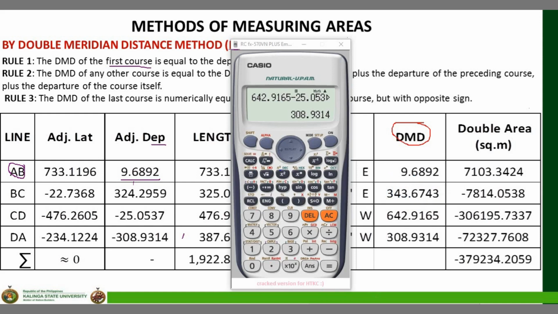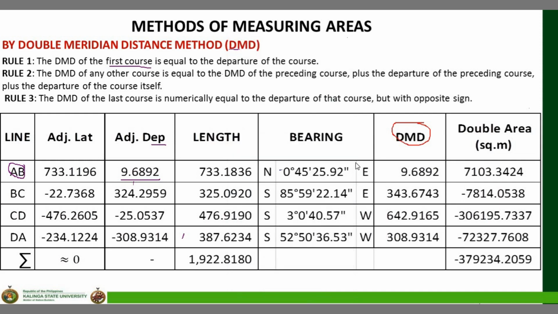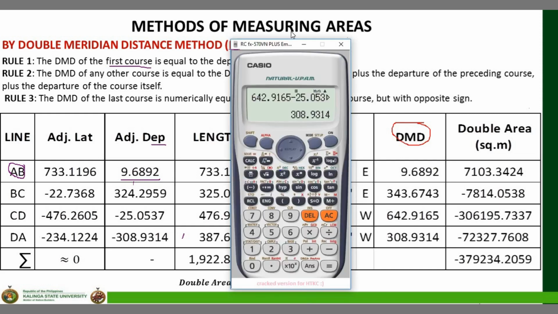Okay. That is DMD. Now, ang concern kasi natin dito is the area. Now, sa DMD, we need to get the double area para makuha natin yung area ng ating lote. And from your notes, ang sabi doon, double area for DMD is equal to the DMD multiplied by the adjusted latitude. So, these are my answers. How did I arrive with these answers?